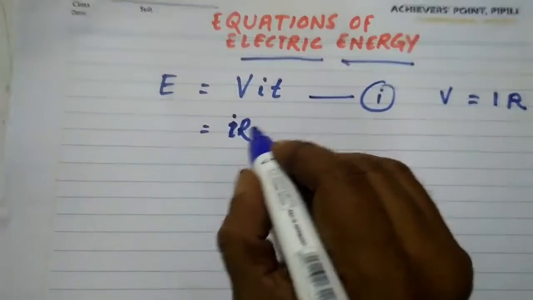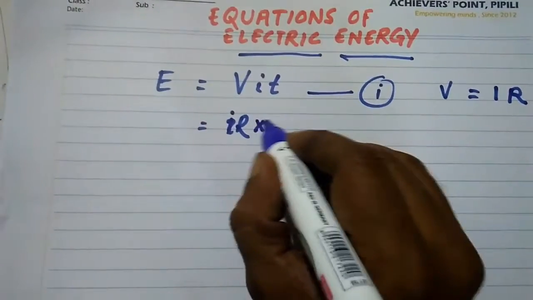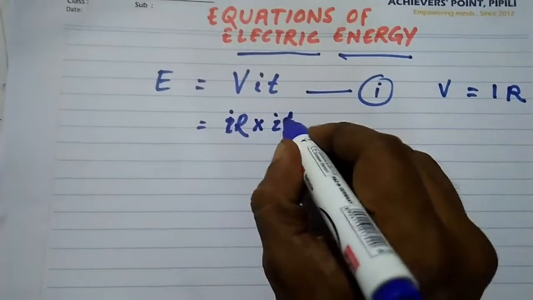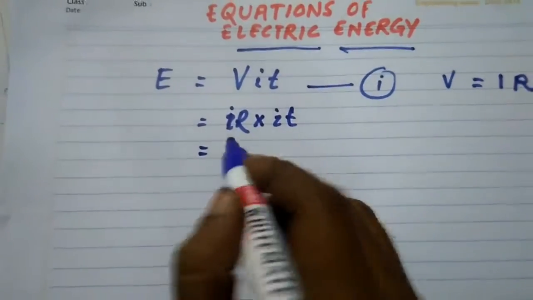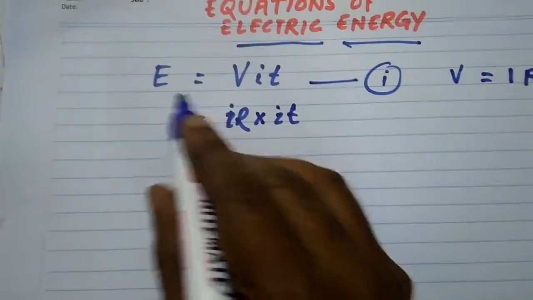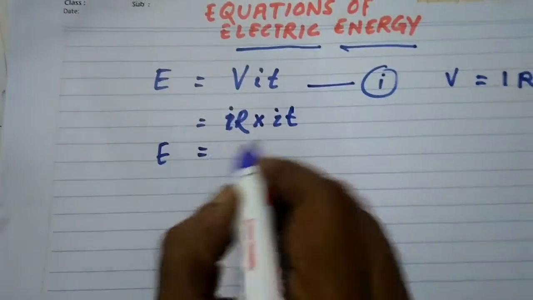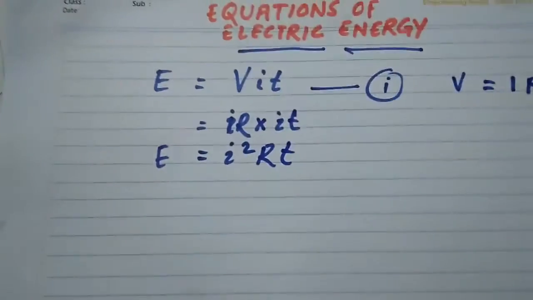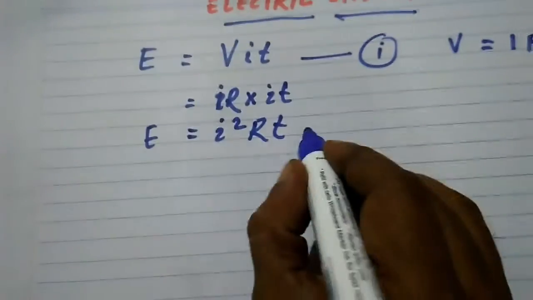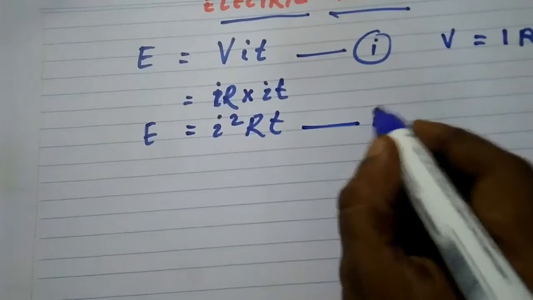So IR into I into T. Then from this equation we get E equals I square RT. This is our second equation.